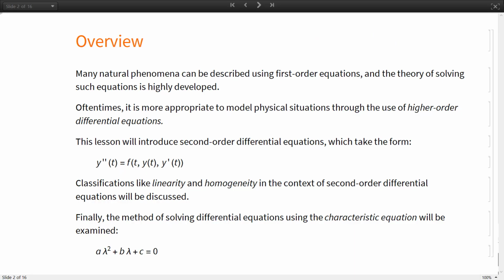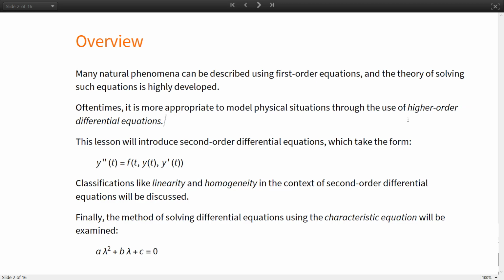First-order differential equations have been the topic of the first part of this course. These types of equations can be used to describe many natural phenomena, and the theory of solving such equations is highly developed. However, some physical situations require the use of higher-order differential equations.